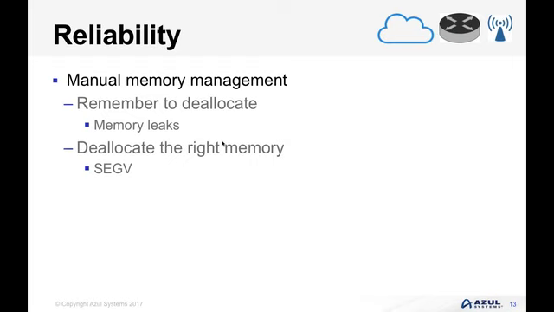The other thing that's very important is you have to deallocate the right memory. So in C, you have a pointer to an area of memory. If you say, I want to free this particular pointer, and the pointer is wrong, let's say you pass the value 0, which is quite common, then you'll get a segmentation fault and your code will stop abruptly. So again, reliability becomes an issue.